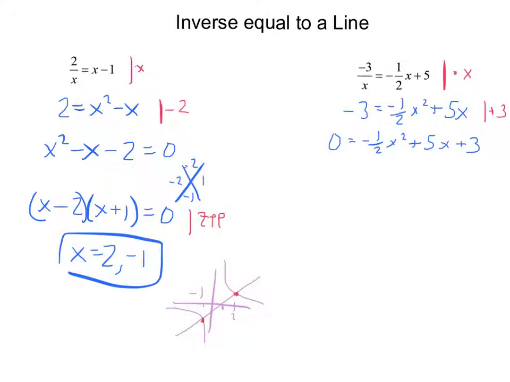Okay, we could do the quadratic formula on this, but I don't particularly like dealing with fractions like this, so I'm going to do a trick and I'm going to multiply everything by -2. And I'm also going to change the order. So -2 times the -1/2 is positive x squared minus 10x minus 6 equals 0. Now I only have to deal with integers.